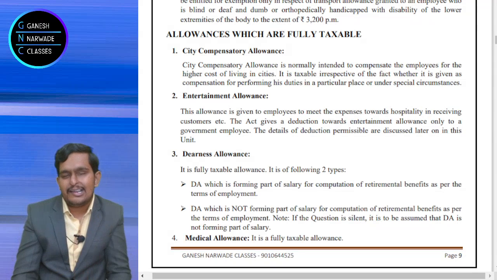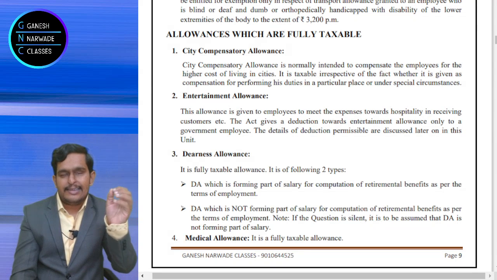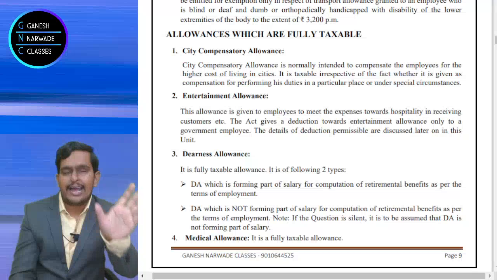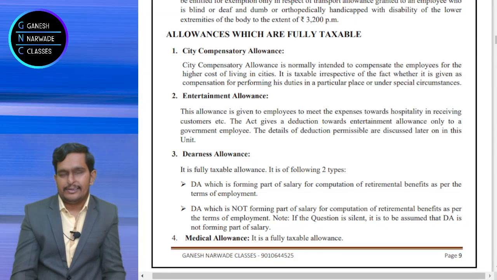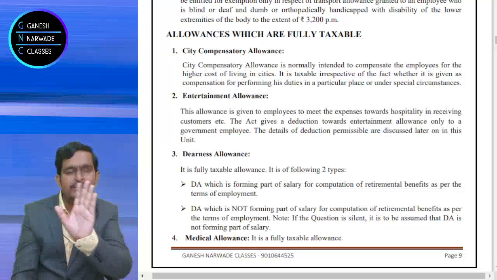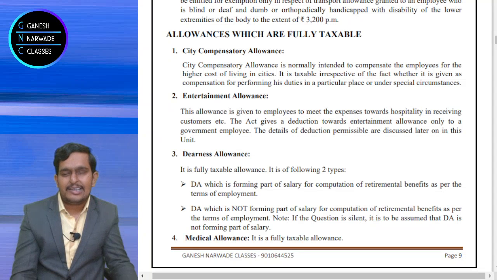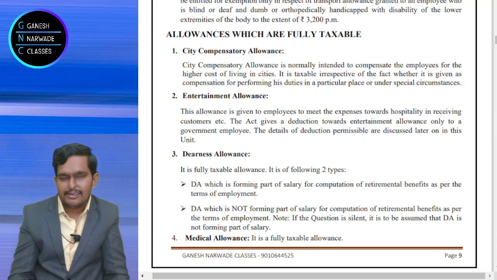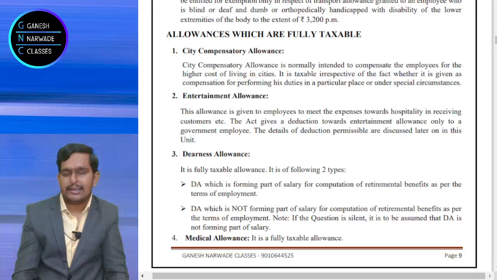In all other allowances, you deduct the exemption and show the balance as taxable allowance. But entertainment allowance is not like that. Whatever allowance you got, show it as fully taxable. Later on, after gross salary, you claim the deduction for entertainment allowance. This is unique. No problem.